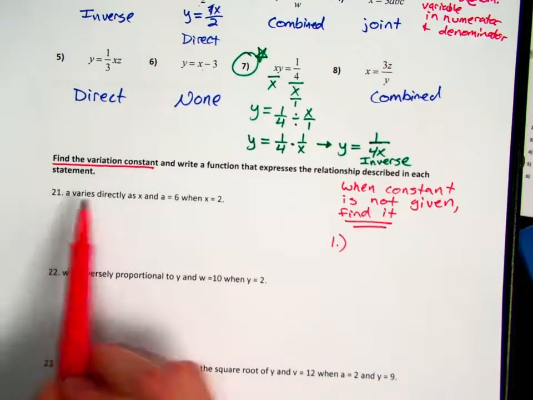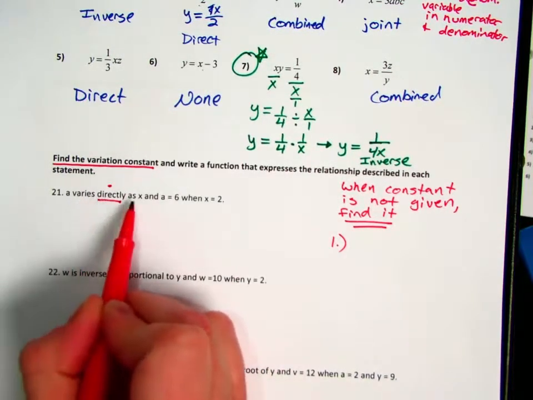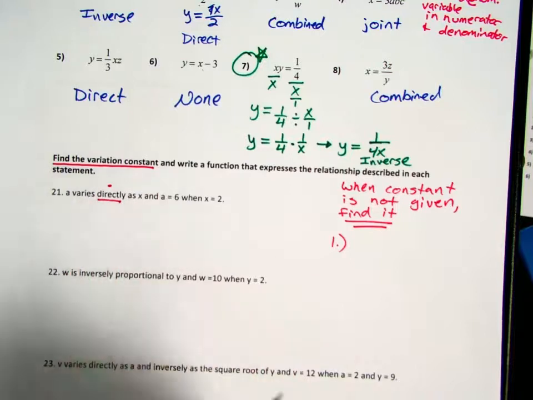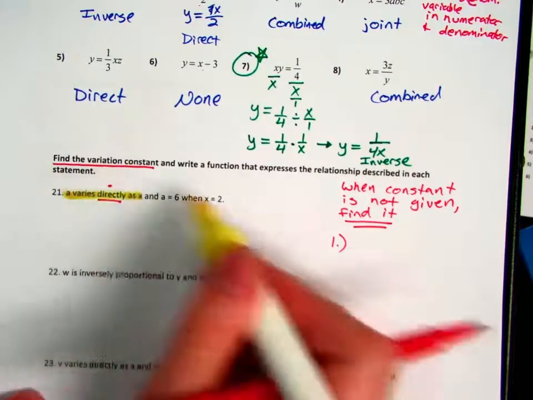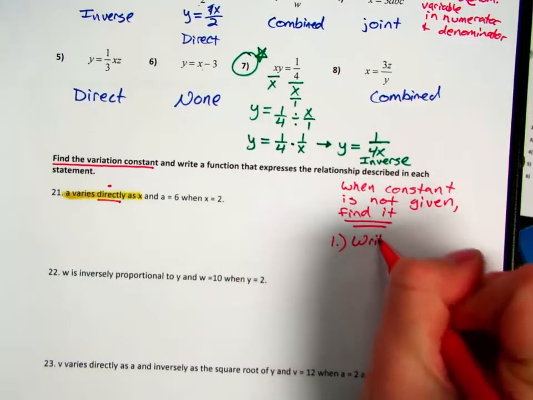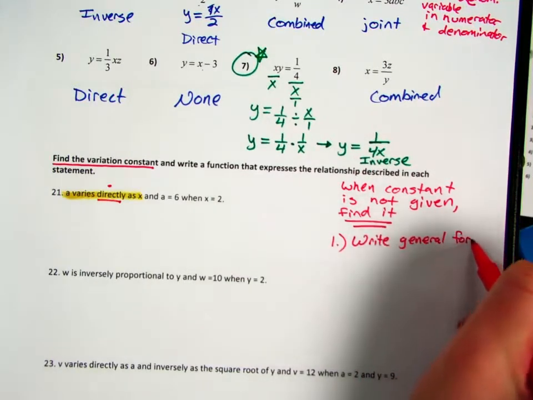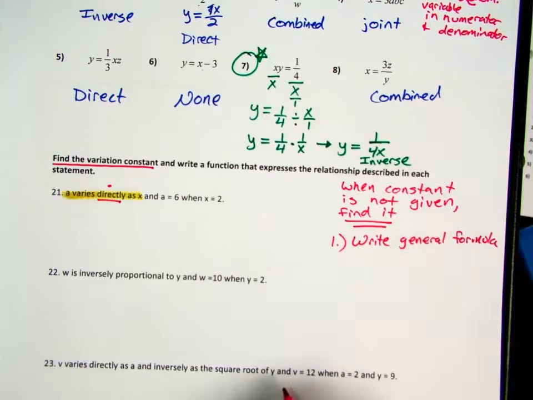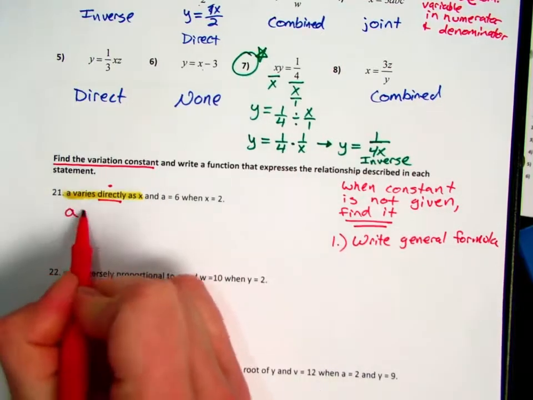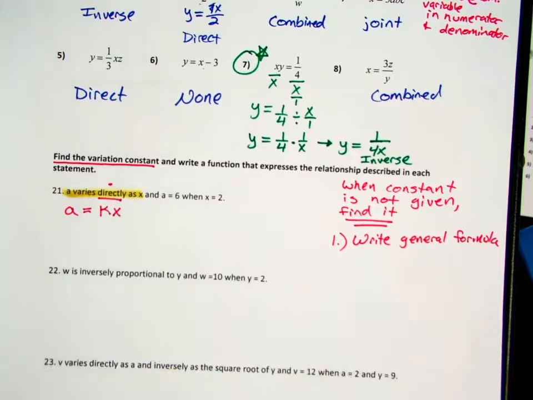So it says a varies directly, so I know it's going to be multiplication. So a varies directly as x. When I look at this very first part, that first part is giving me my general formula. So that's going to be my step 1. Write the general formula. So a varies directly means I'm going to multiply the constant by x.